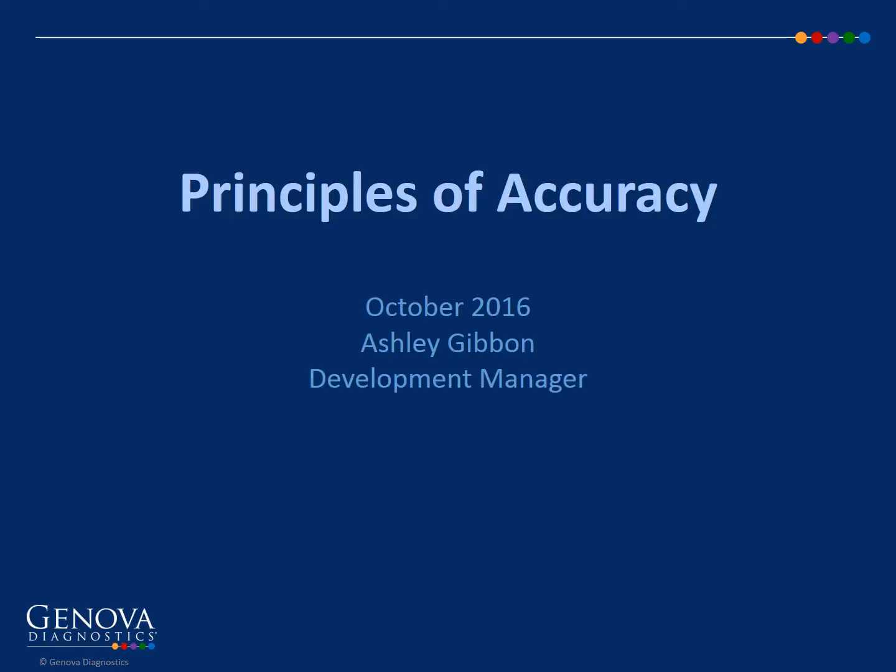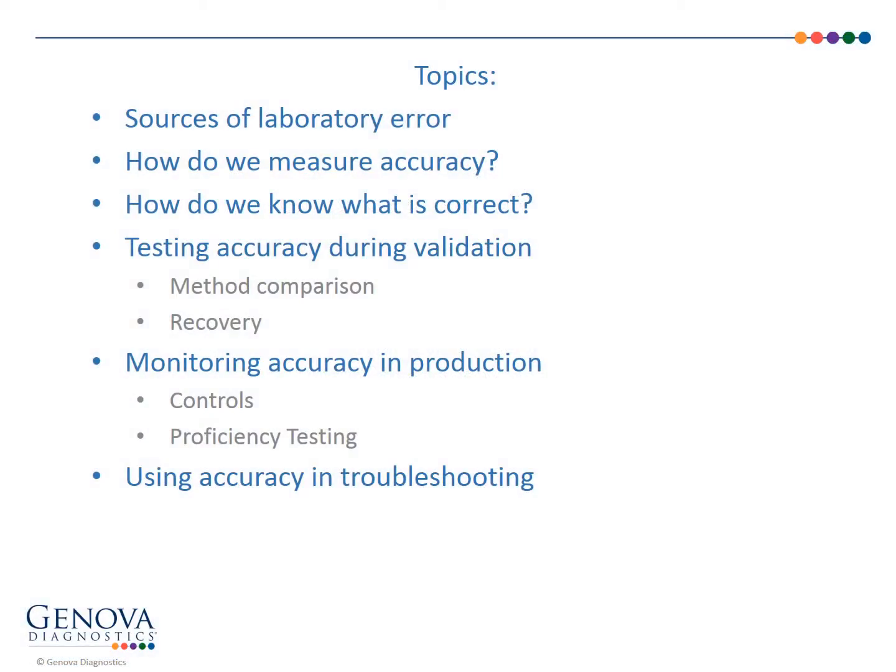This is the third in a series of trainings that we're doing on the different parts of validation. So the topics for today are sources of laboratory error, how do we measure accuracy, how do we know it's correct, testing accuracy during validation, monitoring accuracy once the assay is in production, and then using accuracy in troubleshooting.